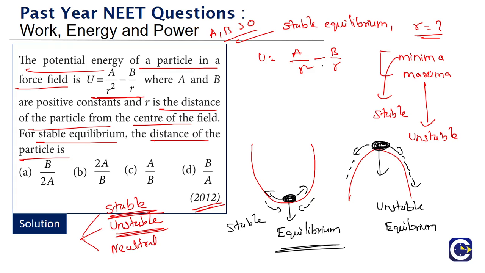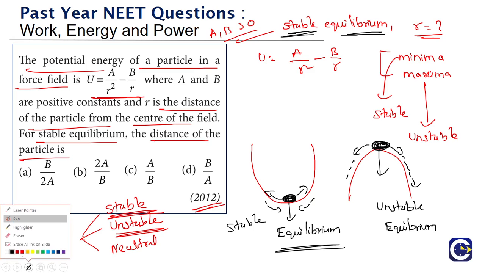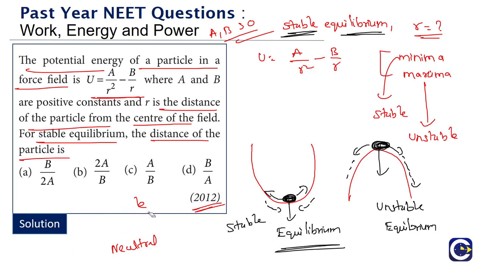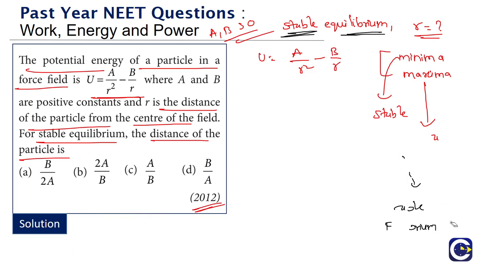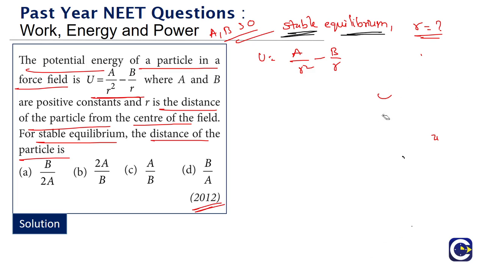So here they are asking us to find the point where we'll have the stable equilibrium. The first thing is, yes, we need to understand the concept of stable equilibrium and unstable equilibrium, but we should also know how we actually approach it. There is a bit of math involved here. So how do we understand when a function will attain a maxima or minima?